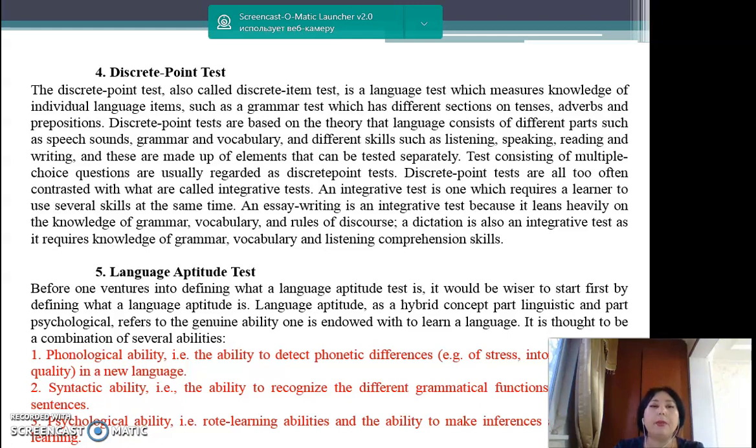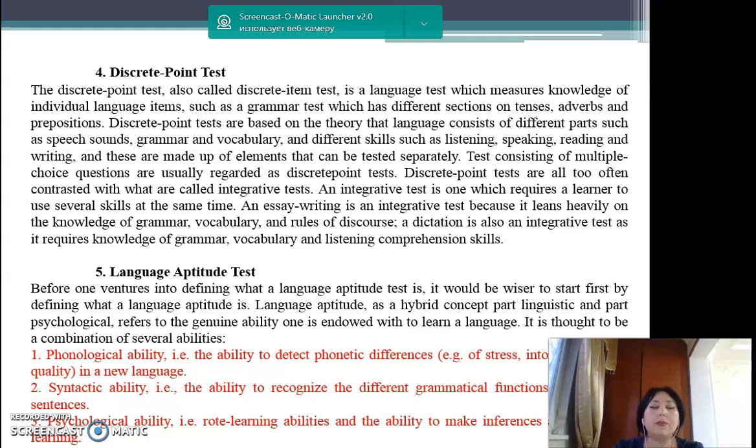The next type is the language aptitude test. Before one ventures into defining what a language aptitude test is, it would be wiser to start first by defining what language aptitude is. Language aptitude is a hybrid concept, part linguistic and part psychological, which refers to the genuine ability one is endowed with to learn a language. It is thought to be a combination of several abilities.